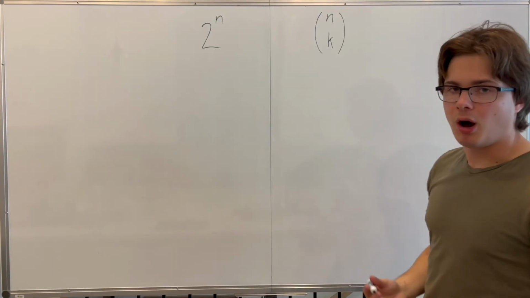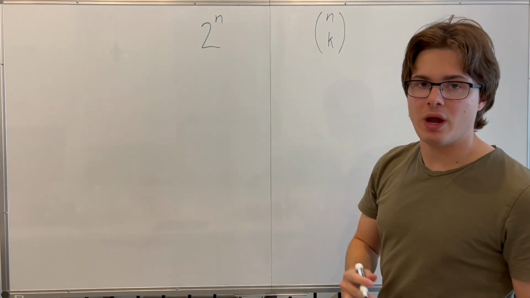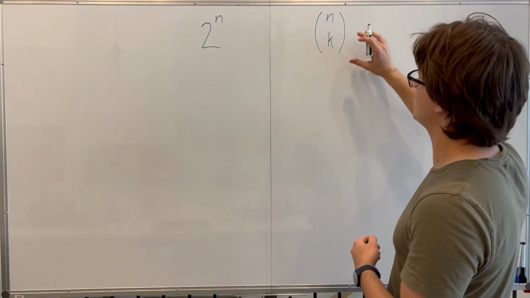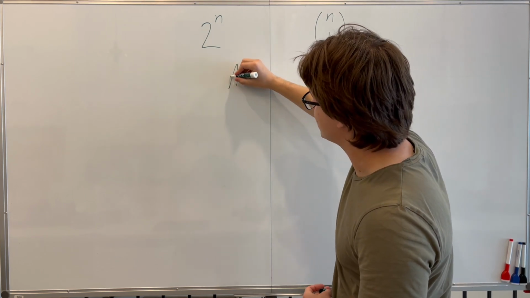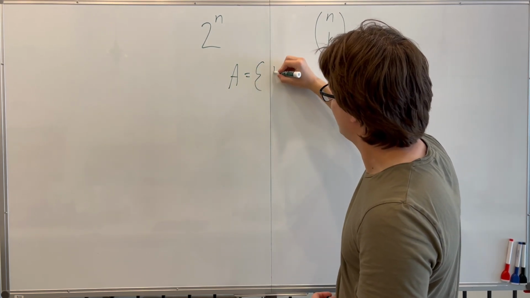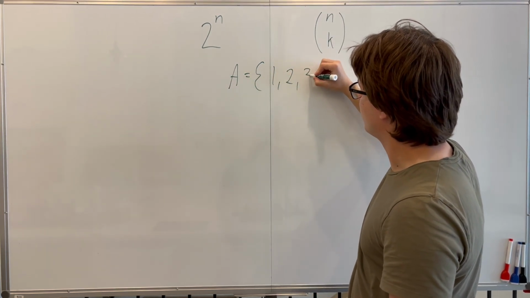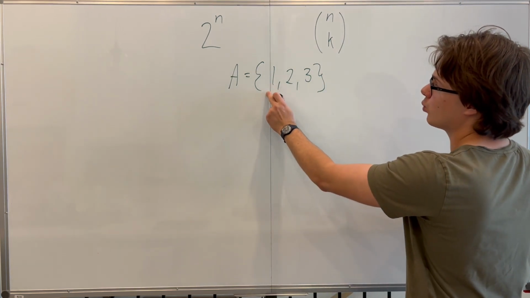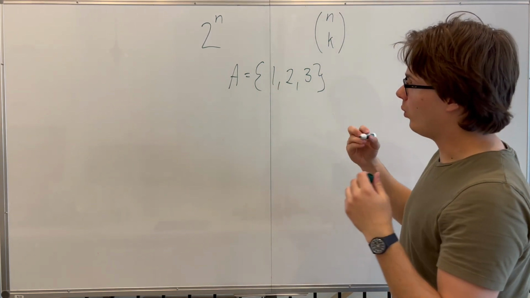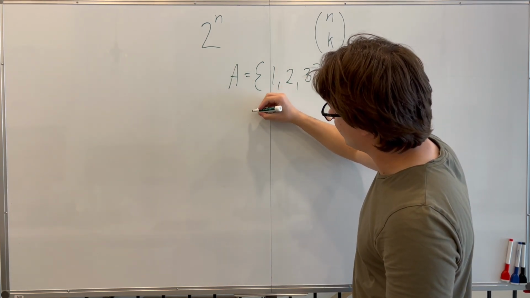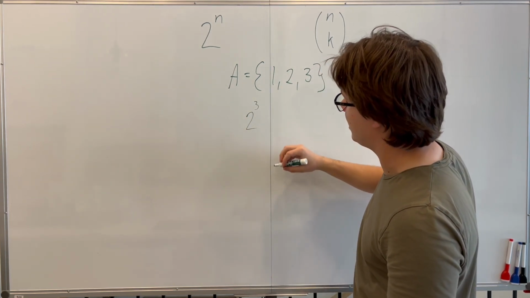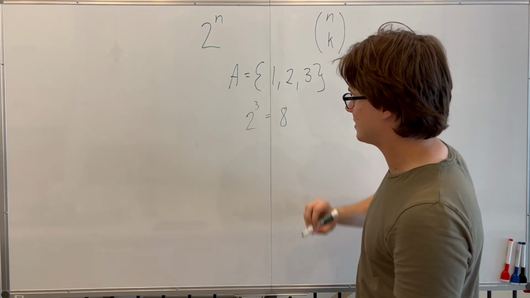But is it possible to look at these the same way? And the answer is yes. In fact, this is actually a better way of looking at n choose k. Let's take, for example, the easiest set, the set A, where A contains the elements 1, 2, and 3. We know that the total number of subsets that A has is going to be 2 to the power of 3, which is going to be 8.